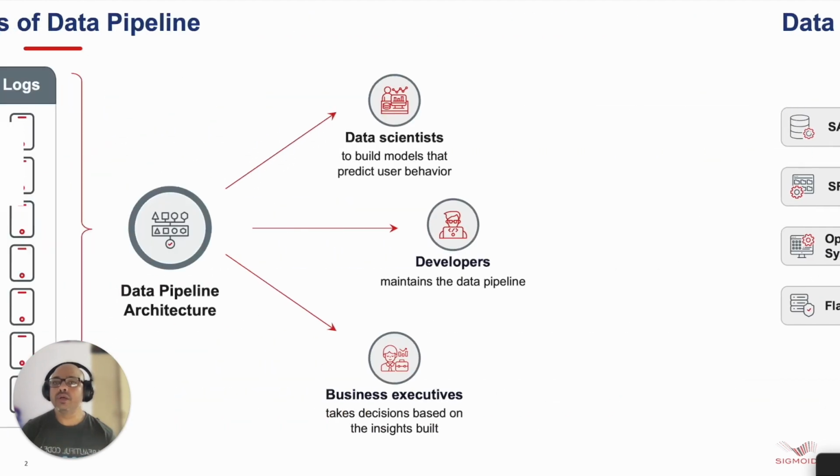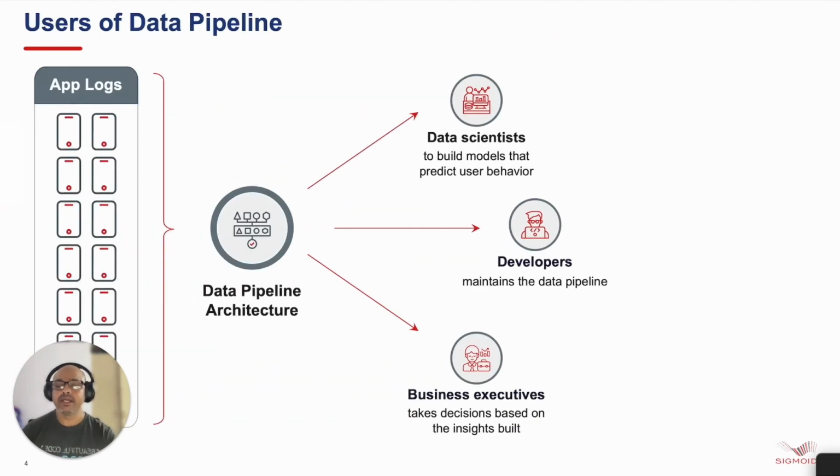Moving on to users of a data pipeline. Consider you are collecting data through distributed systems to your data pipeline. Broadly, there would be 3 types of users to consume the output of the data pipeline that you have built. The first one is a data scientist, to build the models that predict user behavior. For example, which users are most likely to become customers.